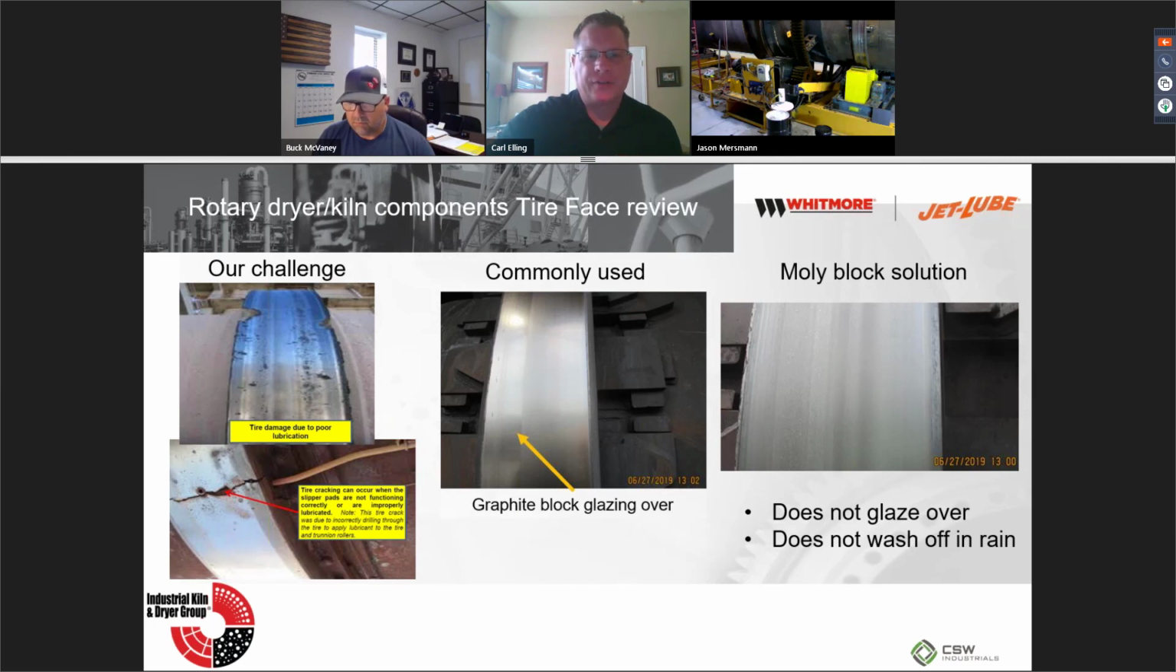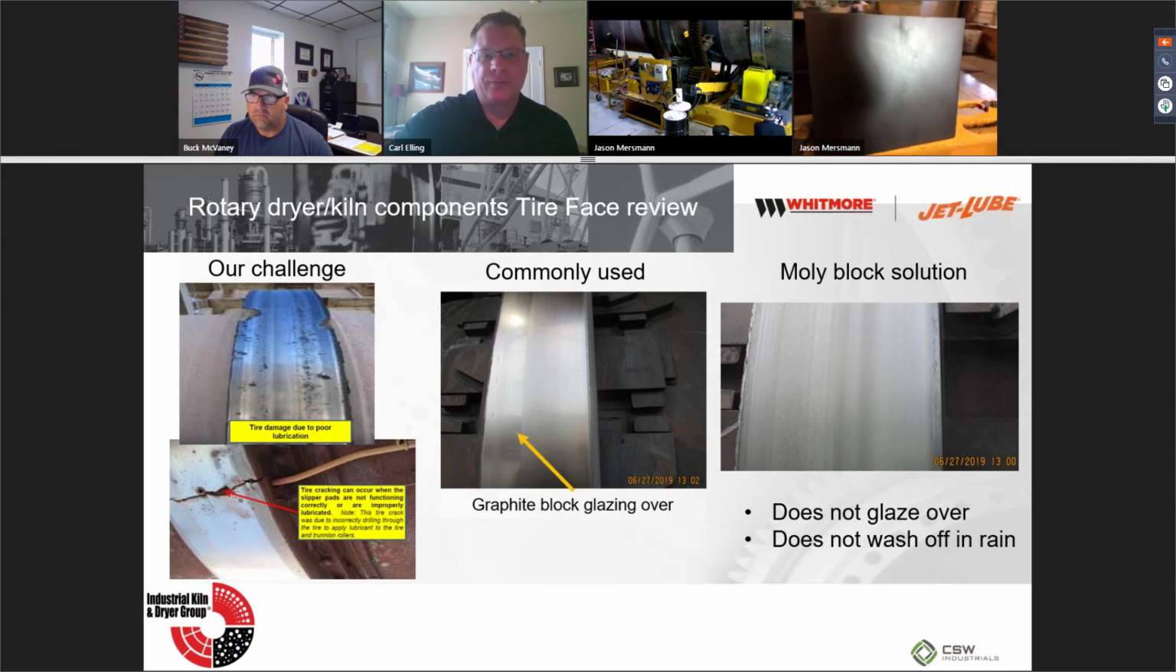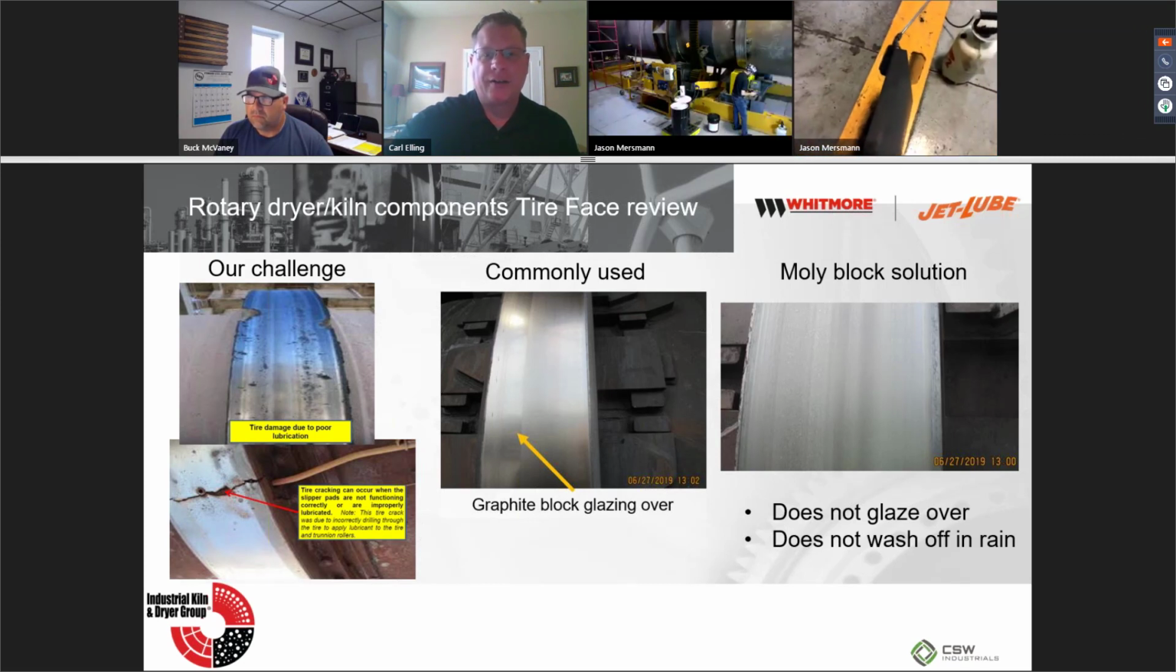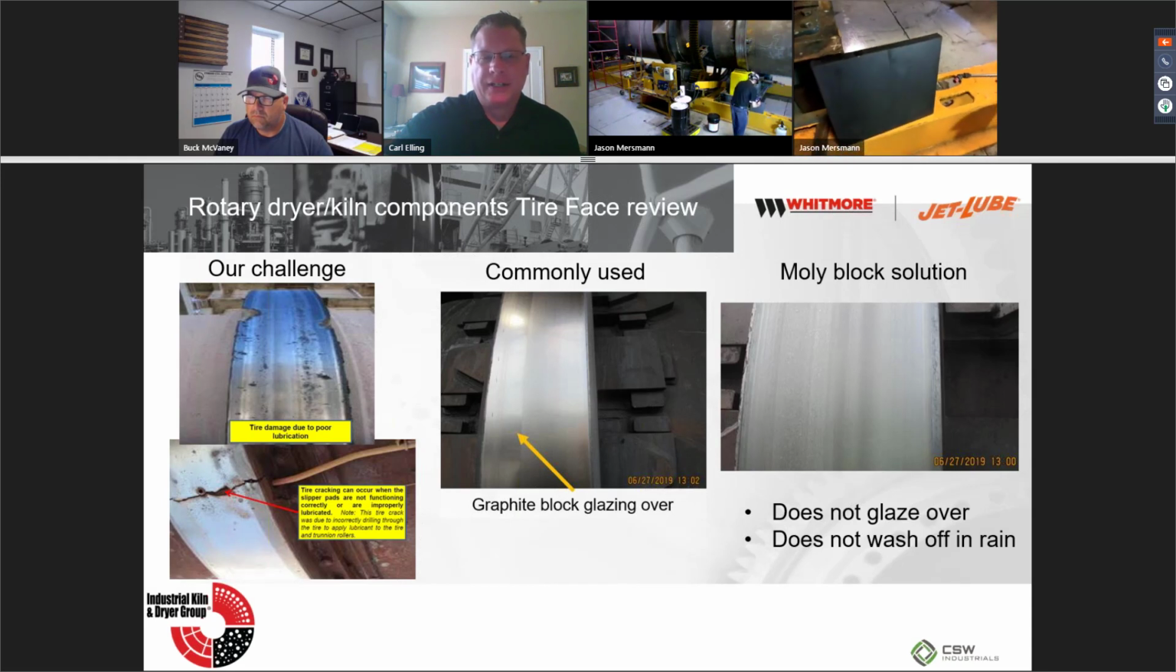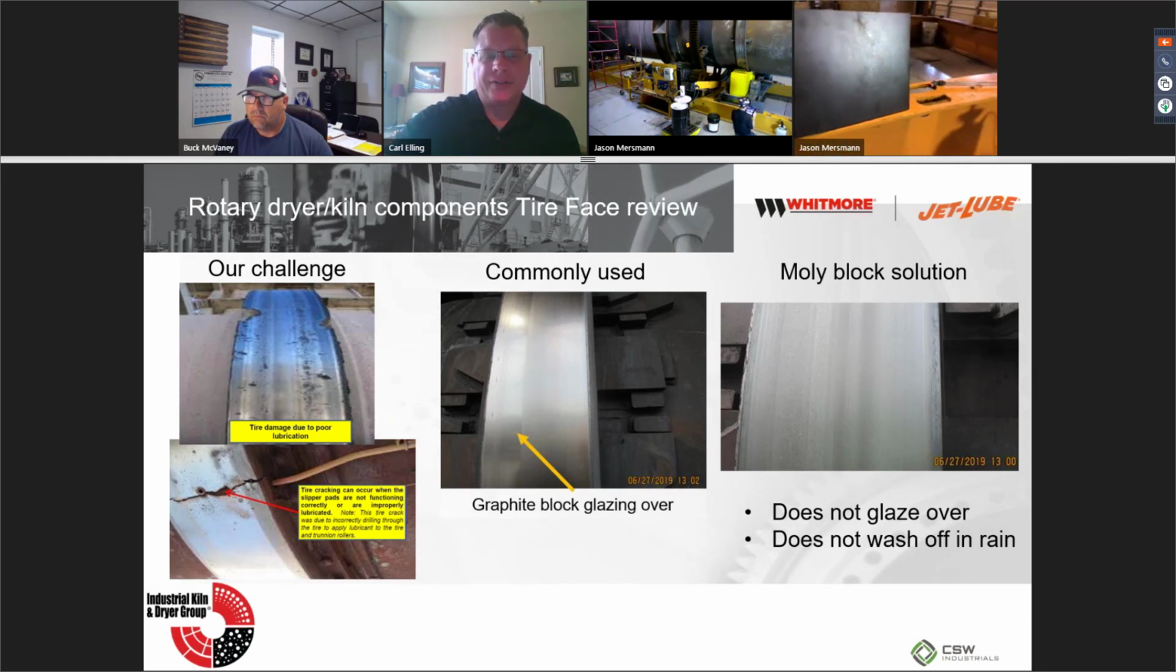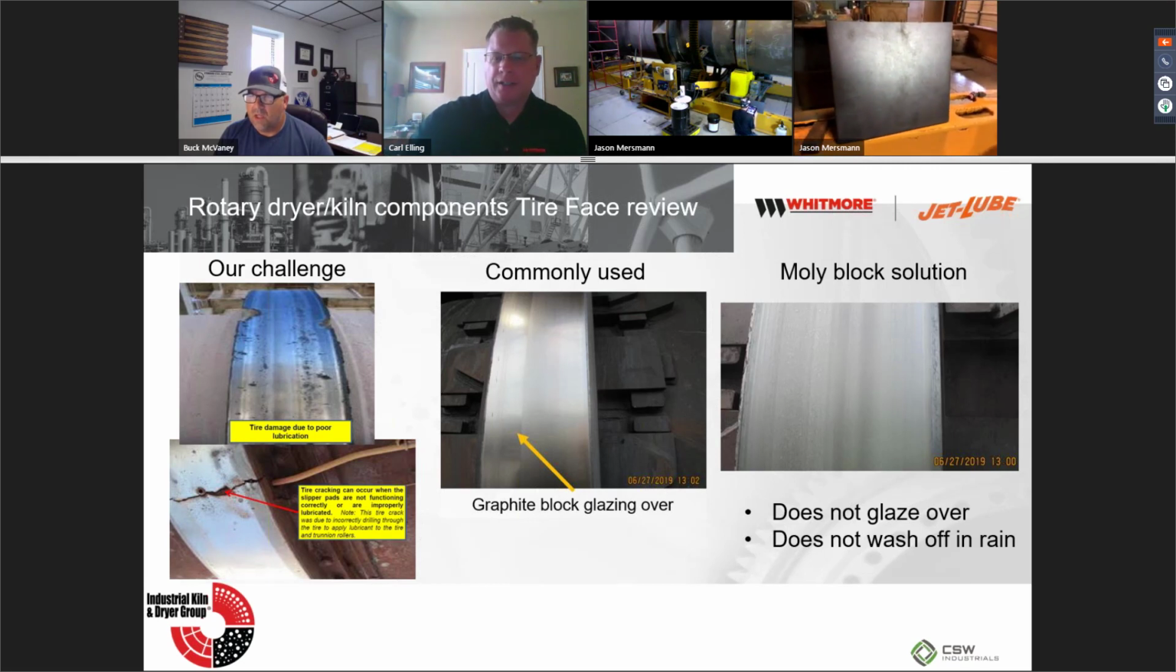We find it in the industry commonly used on the graphite blocks. They do glaze over, so they stop applying lubricant. They do get washed off in the rain fairly easily. So this is some of the evidence that you see in the middle picture. And then the new moly block that we've developed does not glaze over and doesn't wash off in the rain. So this coating is pretty robust. It is not thick. It's only 0.5 micron on each surface. So when you put the two together, there's only 1 micron of protection. It kind of demonstrates the capabilities of this. So a pretty awesome product. But that's just one of our many solutions that we have to offer.